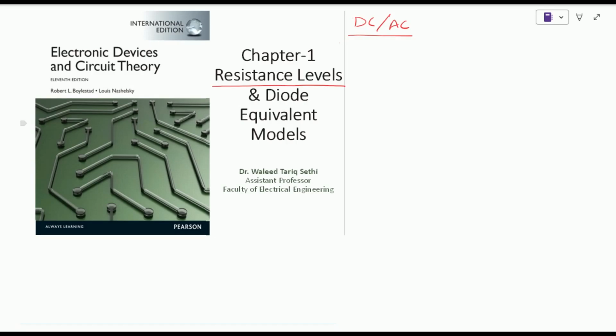and later on we are going to see how we can map a diode's equivalent model in case we want to utilize its characteristics using basic RLC circuit elements. So let us begin our discussion first with the resistance levels. So we are going to study three different resistance levels when working with a diode in any given electric circuit.